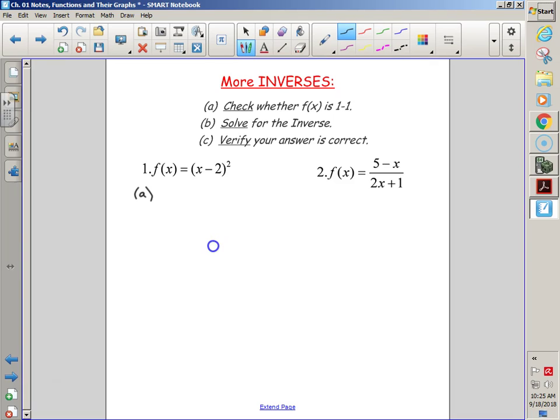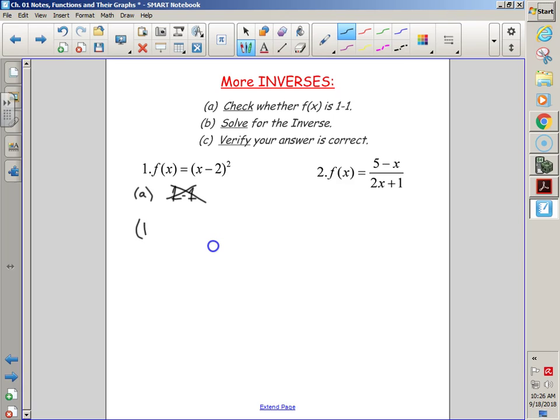So, letter A. Question. What is this guy? It's a squared. What kind of function? It's a parabola that's been shifted. Shifted inside, 2 to the right. So it's a parabola that's been shifted 2 to the right. But either way, it's a parabola. What does every parabola fail? Okay, so we can say right now that he's not one-to-one. Nope, he's not invertible.